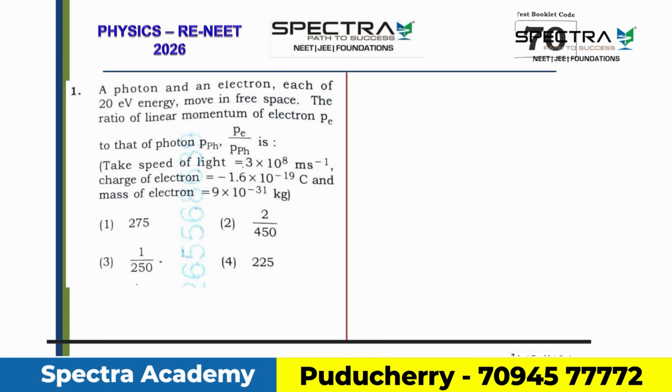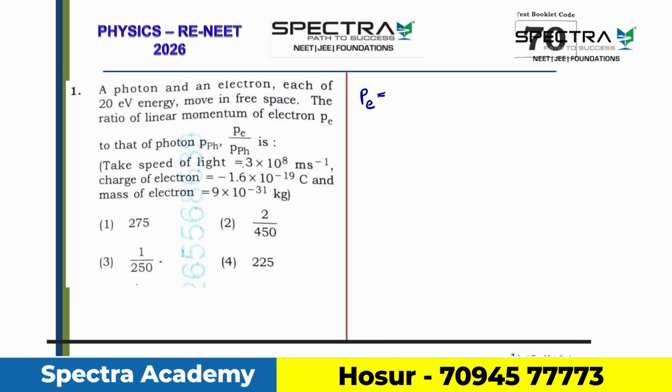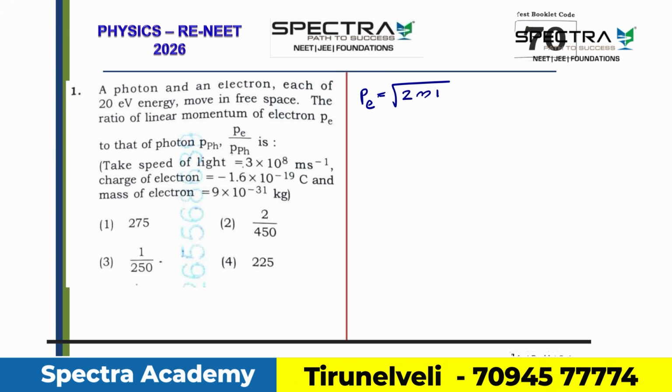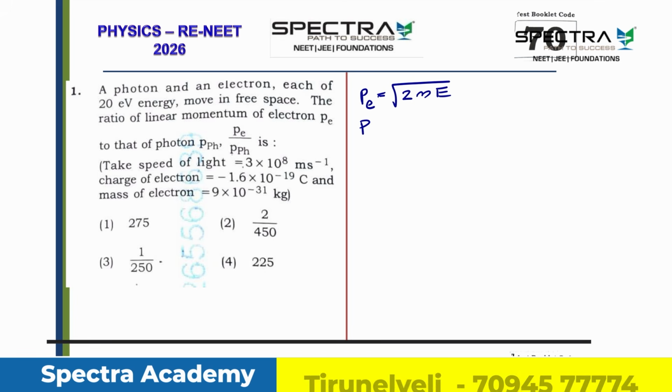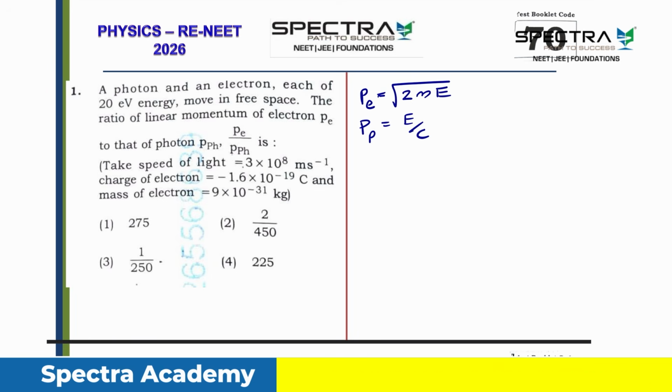So, the linear momentum of the electron: we can directly write kinetic energy as p square by 2m. So momentum is equal to root of 2m into energy. Similarly, what is the momentum of the photon? Momentum of photon is equal to what we studied, E by C. E by C. So the ratio is what we need.